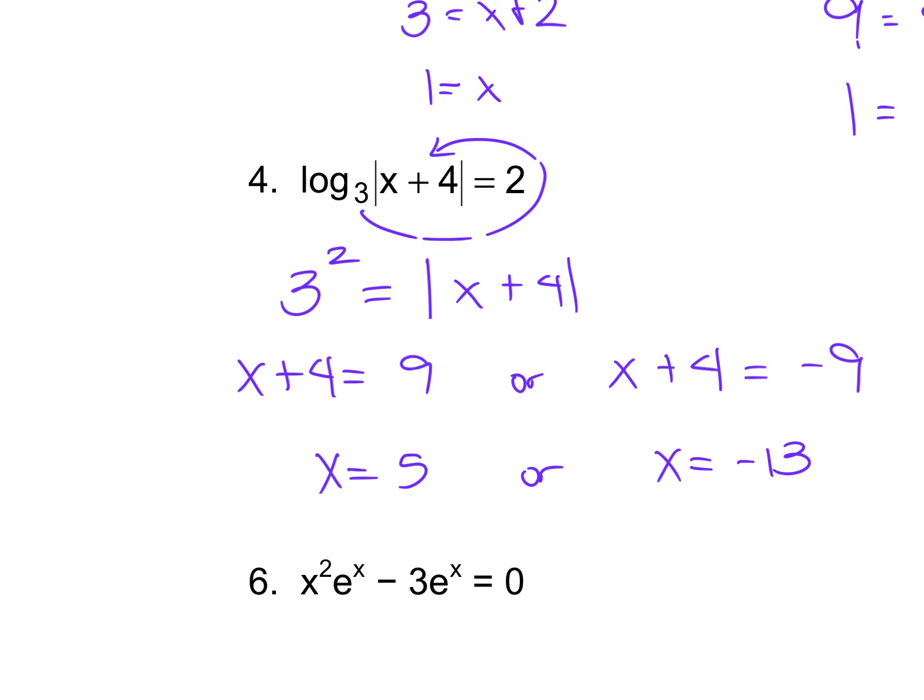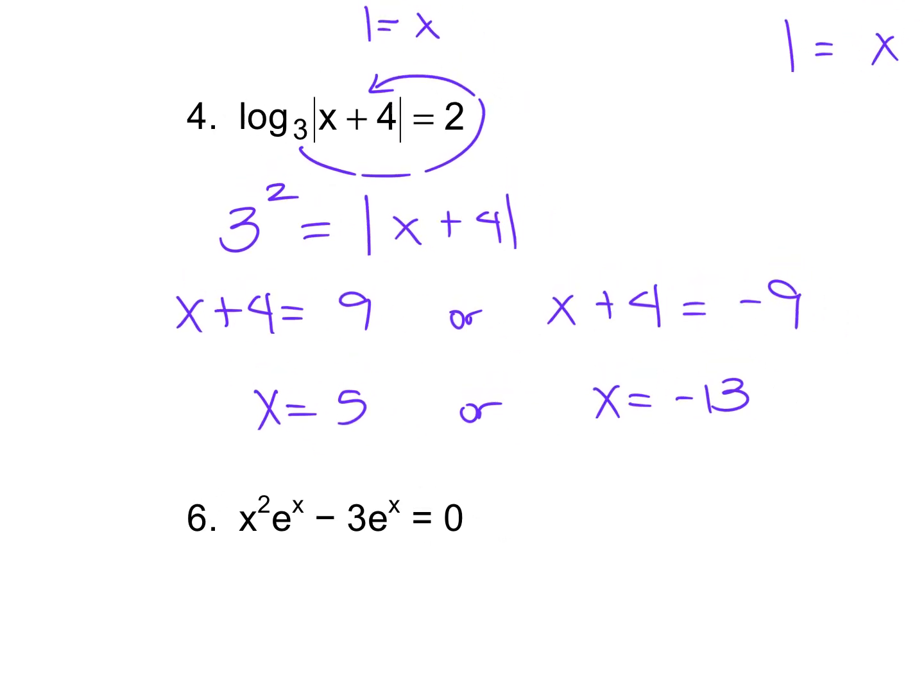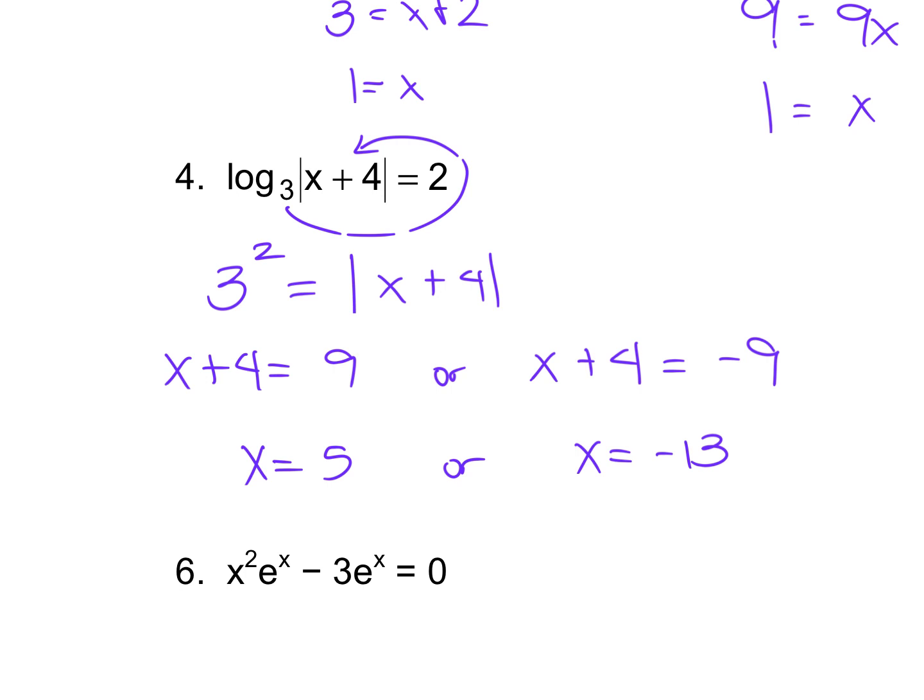Now remember with logs, we always check our answers, right? Is negative 13 a problem here? No. Why not? It would be negative 9, but absolute value. Right. Because when I plug it in here, it's within the absolute value. It would give me negative 9, but the absolute value of that would make it positive before I take the log. So that's okay. Okay, so there are places that negative answers are okay, but we should check our answers.